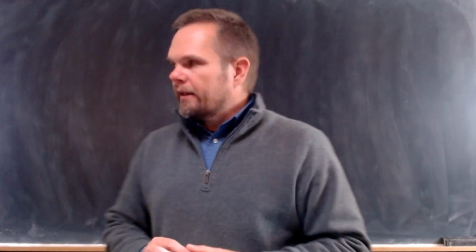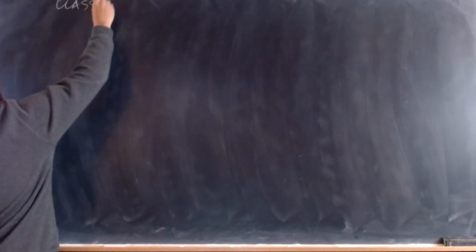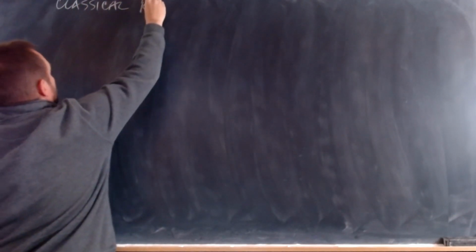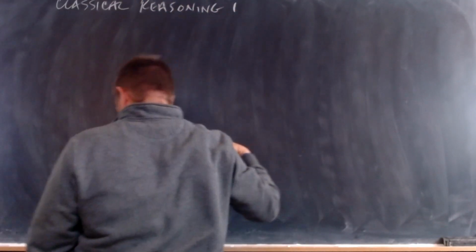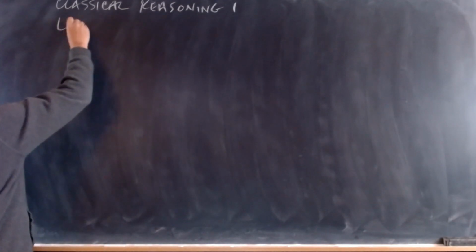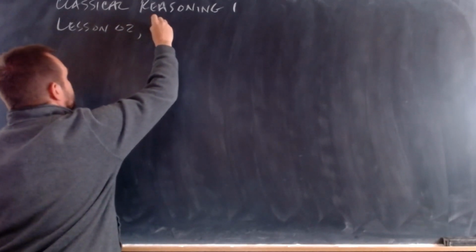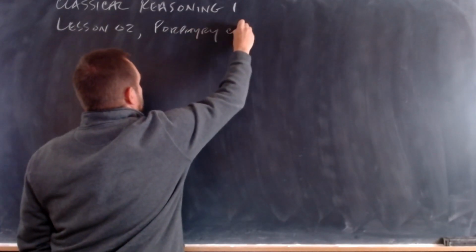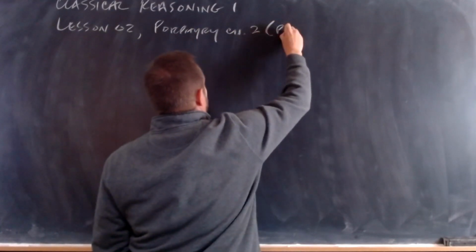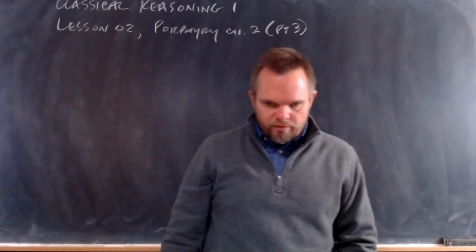But let's get ready. In our notes, let's prepare our paper, write your name and date. The name of this course is Classical Reasoning 1. And we're in Lesson 2 in Porphyry's introduction. So I'll say we're in Porphyry Chapter 2. And this is Part 3. This is our third class working through Porphyry's introduction.